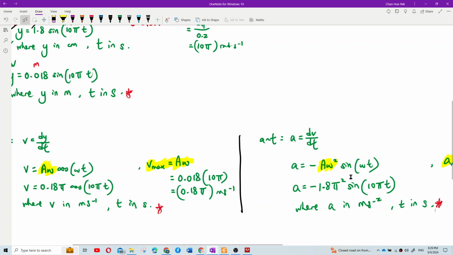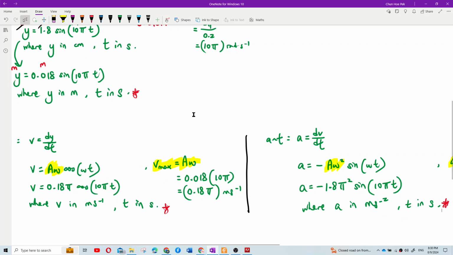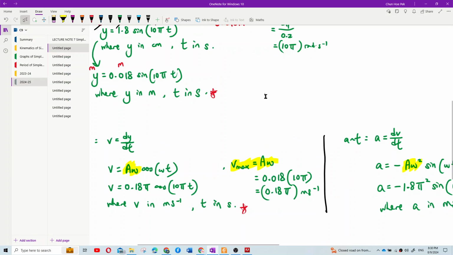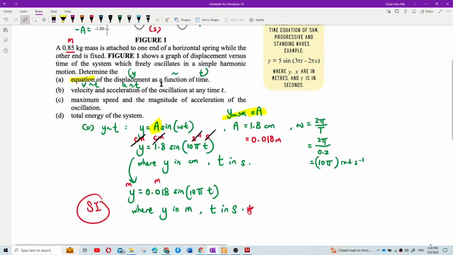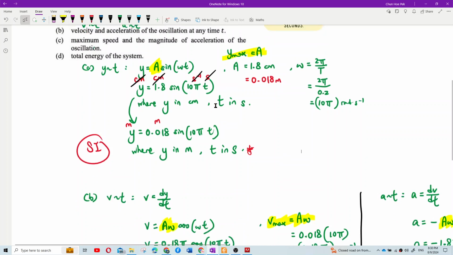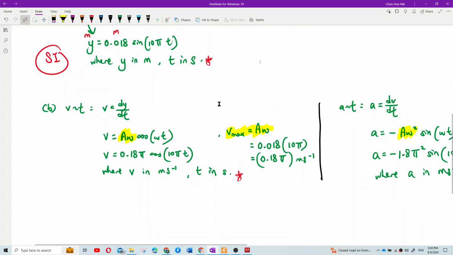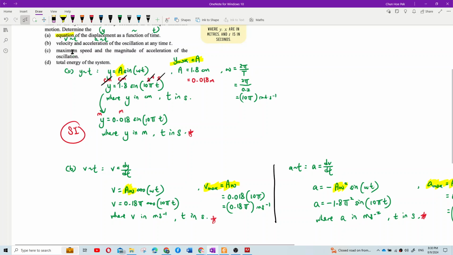But if you want to be quick, you just use the formula given, because this formula will be given also in the list of formula. Now, maximum speed. See, maximum speed and magnitude of acceleration of the oscillation. So he wants the maximum speed. We already got it just now, isn't it? So maximum speed is this one, C. Yeah, this is the maximum speed.